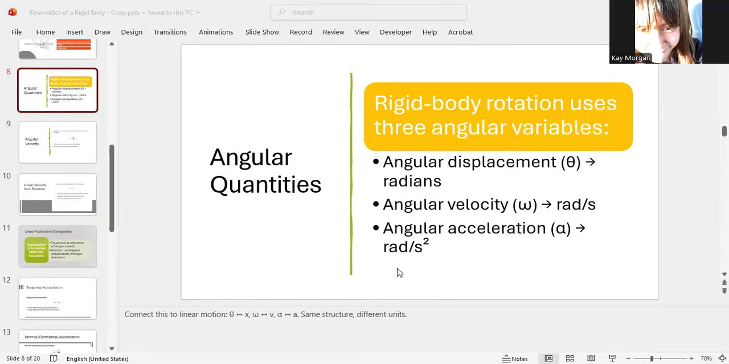So the key point to remember is that this structure is exactly the same as your linear motion. You have your distance, you have distance over time, which is velocity, and you have the change in velocity over another amount of time, which is your acceleration. I hope you get it. The same structure, but just different variable names, different unit names, and different symbols, of course.